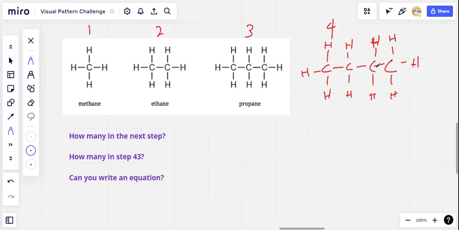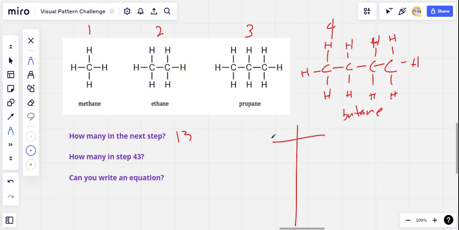We've got 1, 2, 3, 4, 5. And then we've got 4 more though. That's 9, 10, 11, 12, 13. So it looks like 13 bonds in this molecule. And I think this actually is butane, which you might have in a lighter. Okay, so what did I say, 13? Yeah, 13. Well, it's maybe difficult to get a sense of how this pattern is growing until we actually look at the numbers.